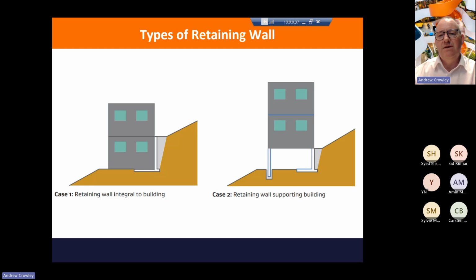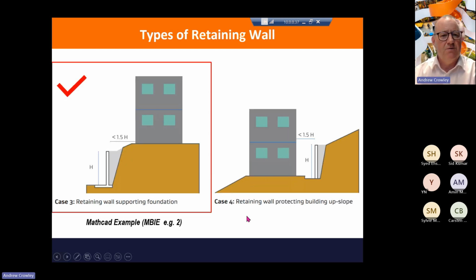So MBIE highlight 6 cases for retaining walls. And case 1 is where you have a retaining wall that's integral to the building, so it's part of the building, built into it. You've got a second case where the retaining wall is supporting the building. Case 3, which is our example today, is a retaining wall supporting the foundation for the building. So the building isn't actually sitting on the retaining wall, it's basically surcharging it. So the retaining wall is dependent on the ground conditions, and the building is dependent on the retaining wall for its stability.